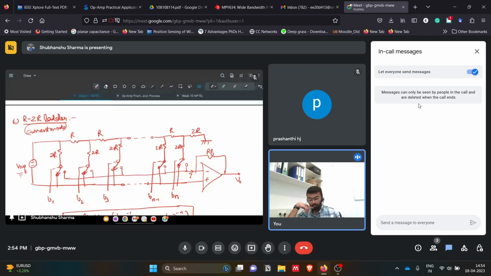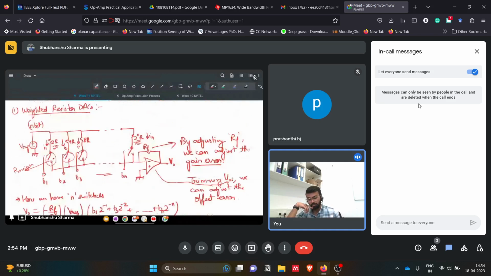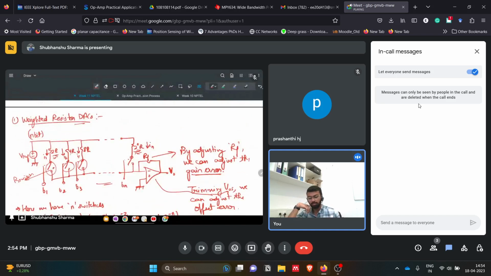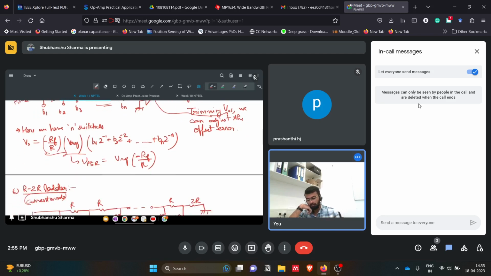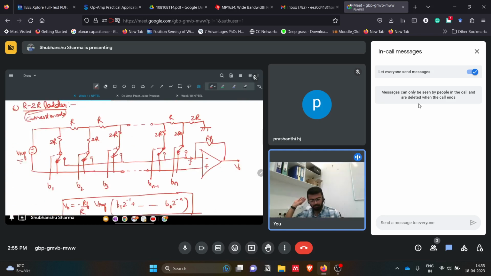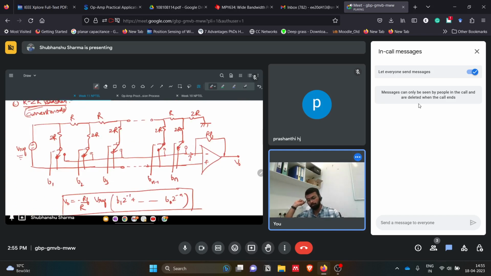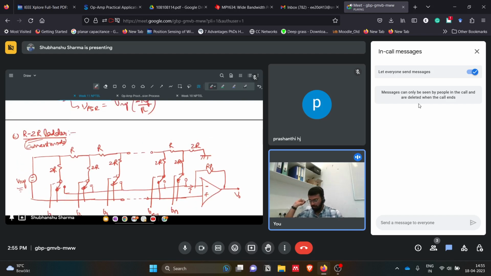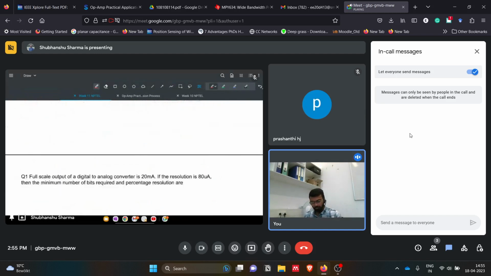our circuit. Because of the drawback we saw in the weighted resistor DAC, that it is difficult to get these different values of resistance, the exact values, in practical life, that's why we went for the R2R. So it is comparatively easy to achieve this circuit, and that's why it overcomes that drawback of the weighted resistor DAC. This was a brief overview of the topic, and we'll start solving some questions.